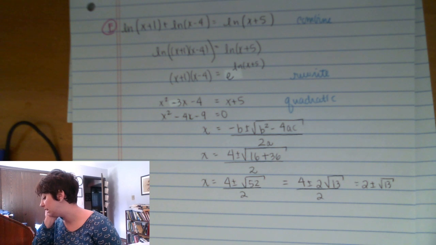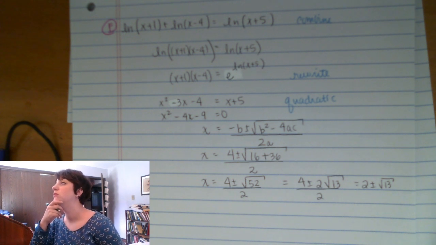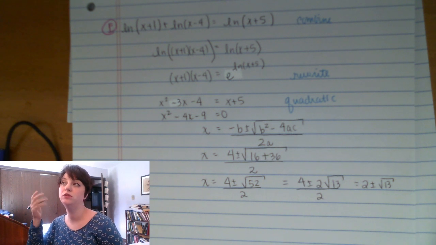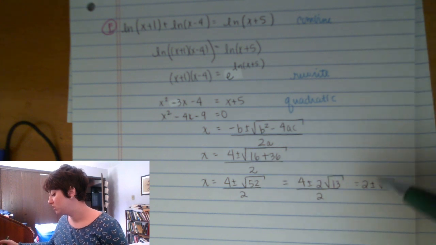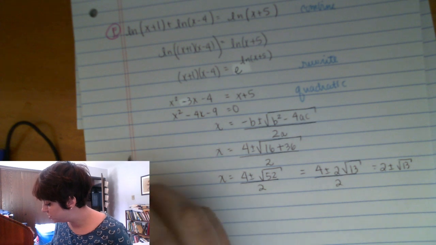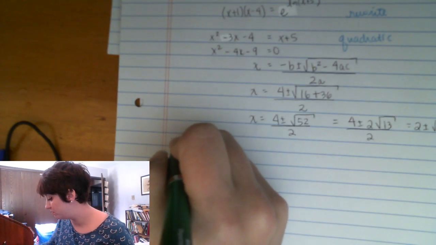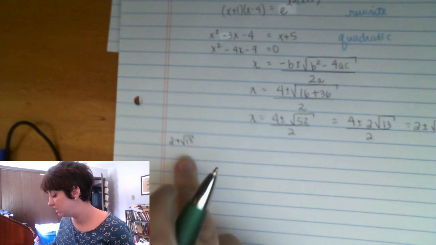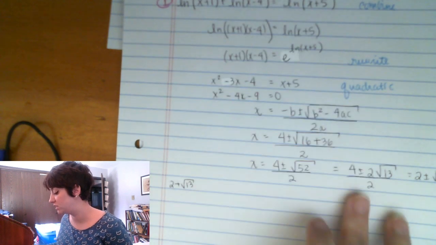So, square root of 13. What would the square root of 13 be? Well, 3 squared is 9 and 4 squared is 16, so this has to be like 3.5. Okay, good. So if I have two solutions, I have to plug both of them into all of my logarithms: the x plus 1, x minus 4, x plus 5.